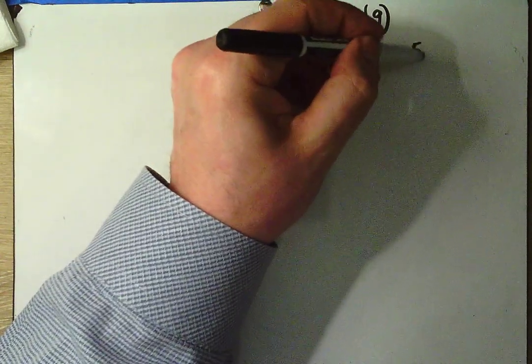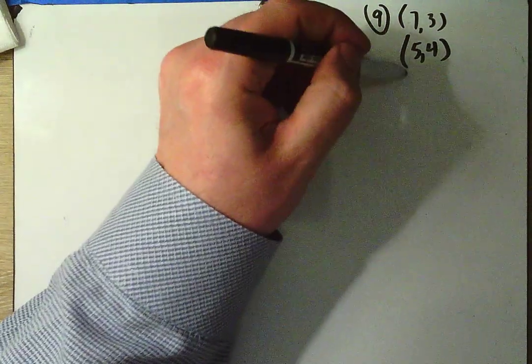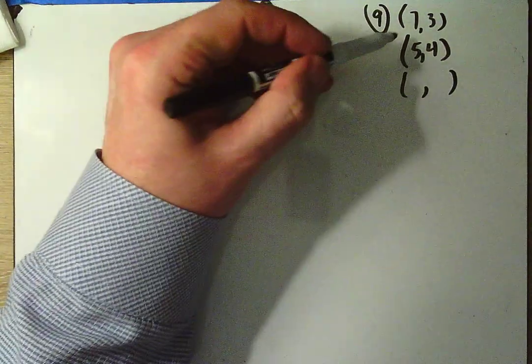Number nine says, in the standard xy plane, point M with coordinates 5, 4 is the midpoint, and B has the coordinates of 7, 3. That's an endpoint. What are the coordinates of A, the other endpoint?